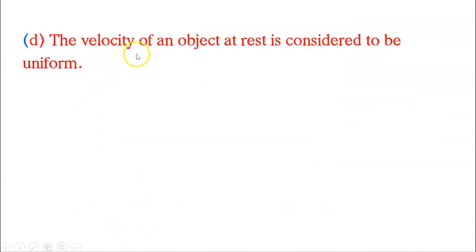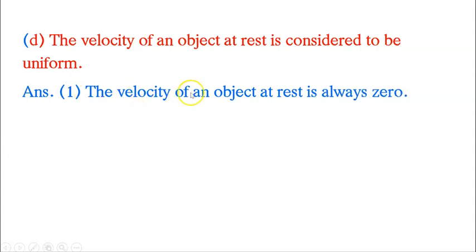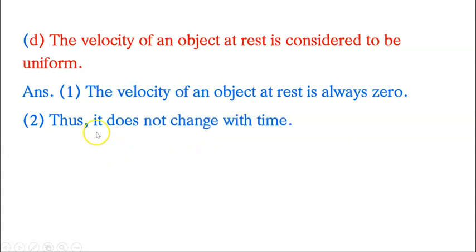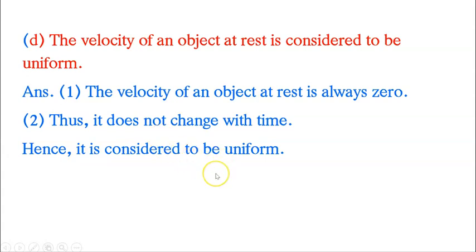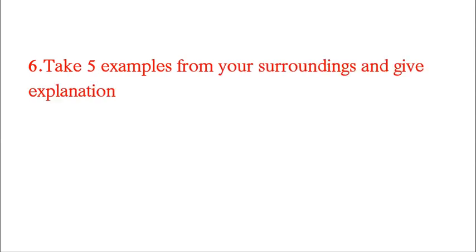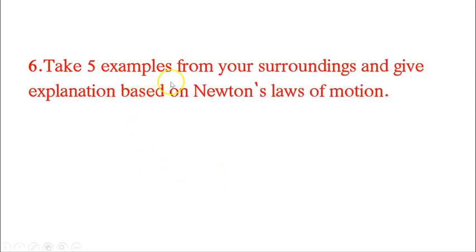Okay, now the next. The velocity of an object at rest is considered to be uniform. Okay, the first is the velocity of an object at rest is always zero, and thus it does not change with time. Hence, it is considered to be uniform. Okay, now next. Take 5 examples from your surroundings and give explanation based on Newton's laws of motion.